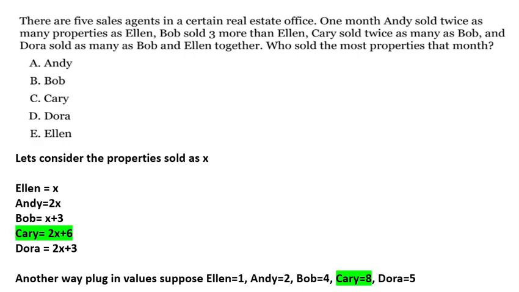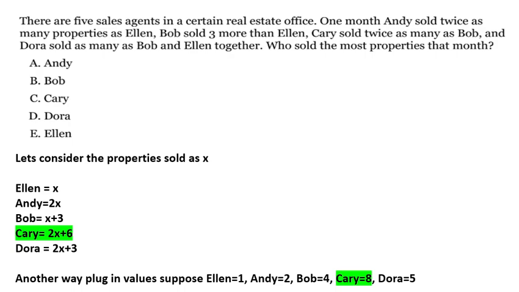Let's look at another official GMAT Quant question categorized under the EC difficulty level. It states there are five sales agents who in a month sold a certain amount of properties. We have been asked to find who has sold the most properties here.